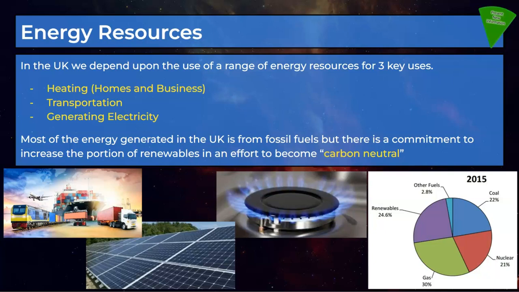So this is one example of a type of data that you might get given in the exam for this section. This shows in 2015 the proportion of the different types of energy resources in the UK for generating electricity. You can see here that at this particular point in time just under a quarter of fuels were renewable, and the largest source in the UK at this point was gas. Coal was 22%, nuclear was 21%, and you might get another data set where you're asked to compare and contrast it to the data at this time and talk about how it's changed.